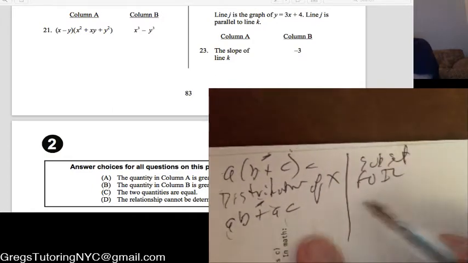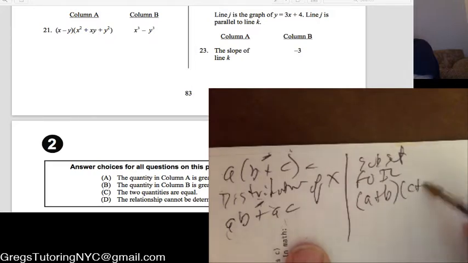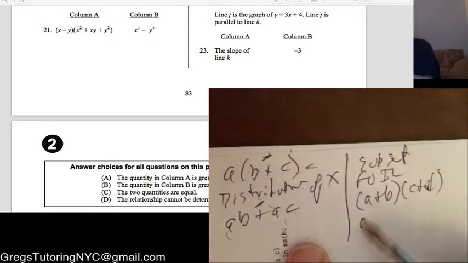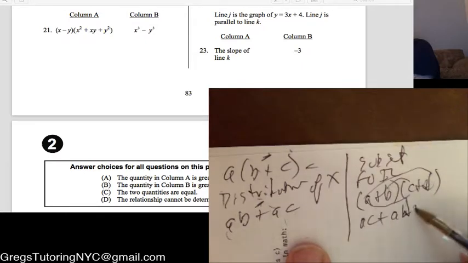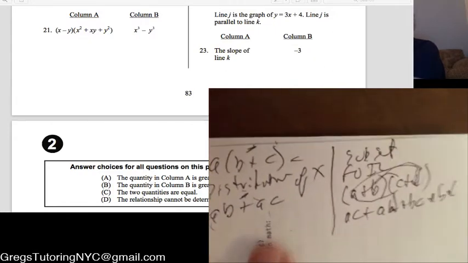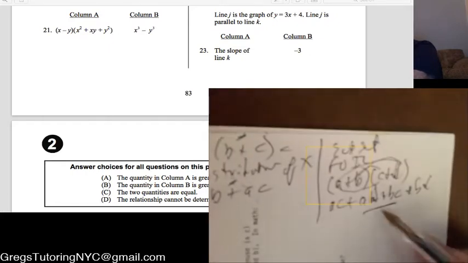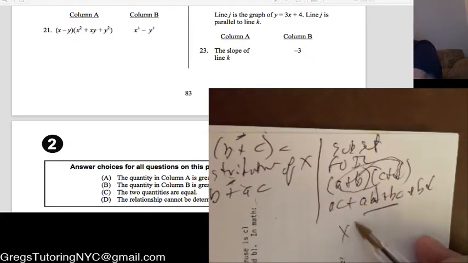Okay, so FOIL tells us if I have A plus B times C plus D, I get AC, first, plus outer, AD, plus inner, BC, plus BD. And often the two middle terms, when we're doing a polynomial, often they get added together. And in the real thing, we end up with x squared plus something x plus some constant.